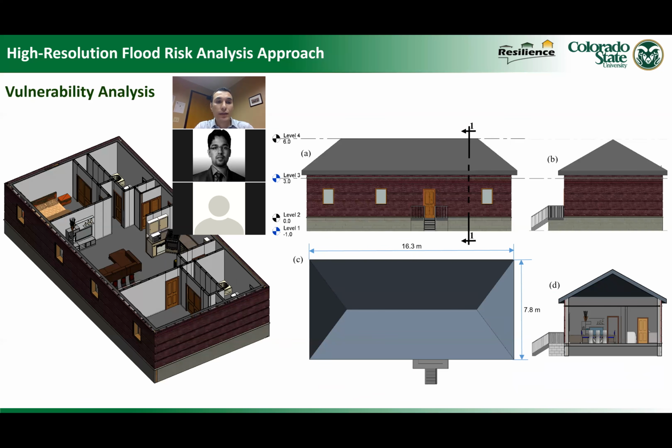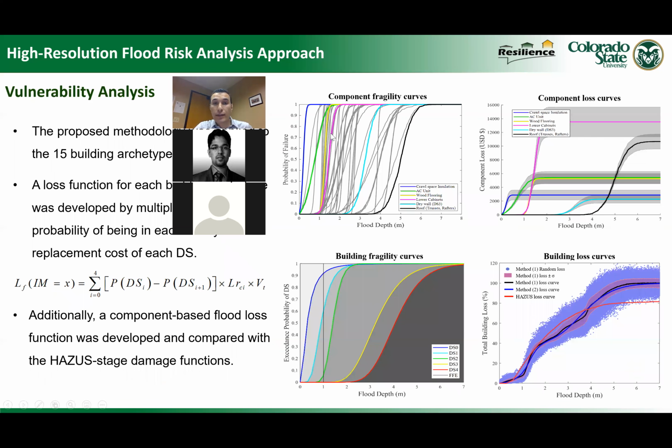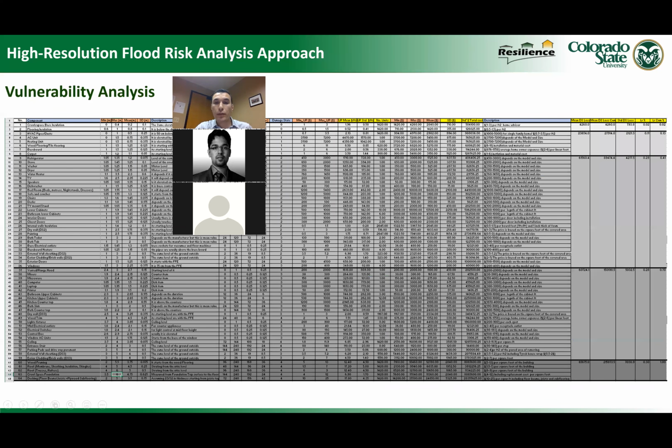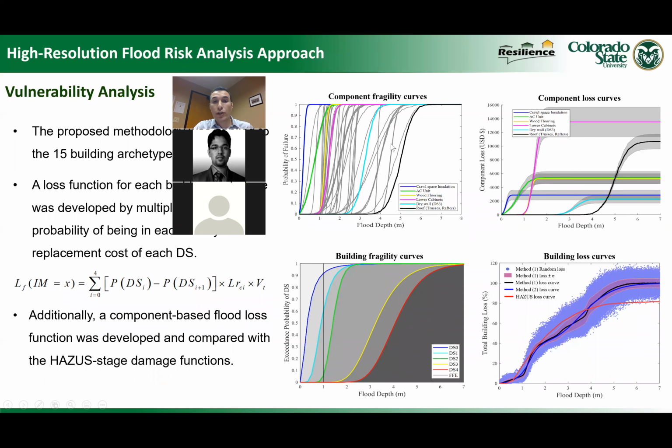archetypes that we have. It's a 1-story residential building on a crawl space foundation, and these are the plans and the 3D view of the whole building. And this is the component fragility analysis. Here it shows the list of the components that we have in the Excel sheet, 65 components, and this is the 65 fragility functions, one for each of these components.